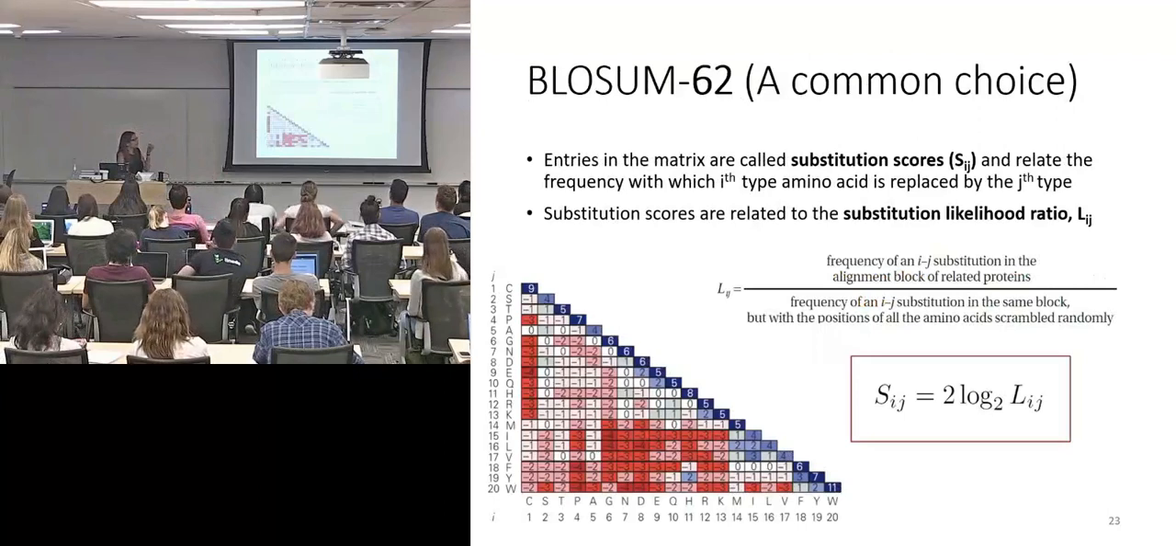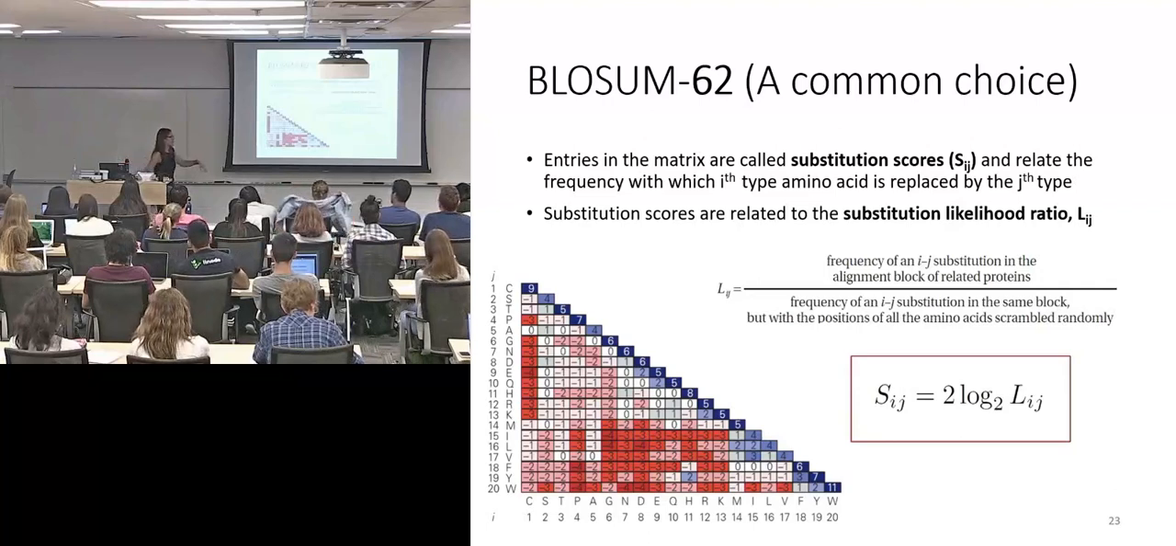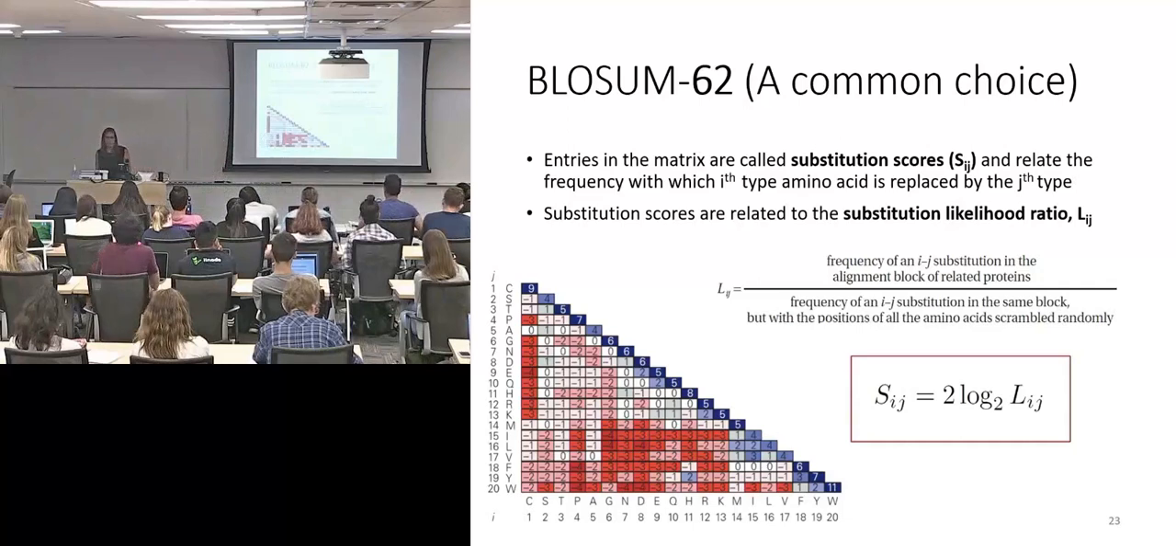They relate to the frequency with which the one-to-one swap happens. The substitution scores are related through this equation here to something called a likelihood ratio, and the qualitative interpretation of the likelihood ratio, because I won't make you calculate it, is the frequency of an i to j substitution in the alignment of those related proteins over the frequency with which those two would substitute if you scrambled everything up and let it happen randomly.